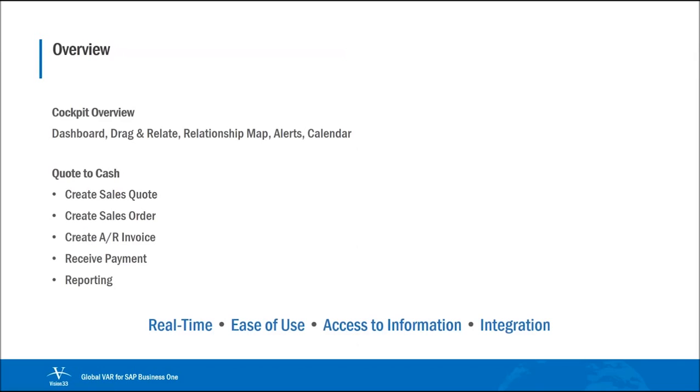We're not going to give you an overview of all different parts of the software because that would take a while. But the quote to cash process gives us a chance to highlight a lot of the key functionality of the software. So Mike is going to show you some of the reporting capability, the financials within that, show you neat things like drag and relate, where it's easy to get answers to business questions without having to run a report. And also a relationship map, a way to see a graphical view of transactions.